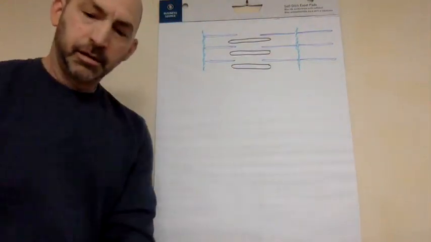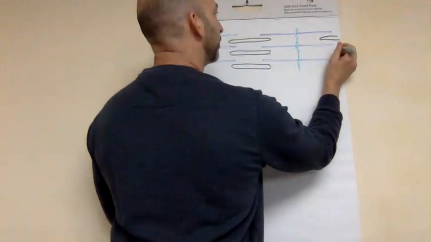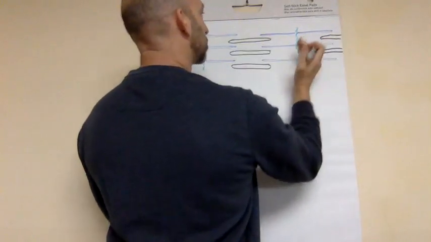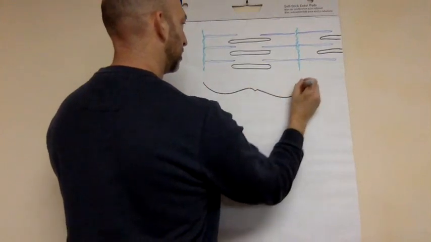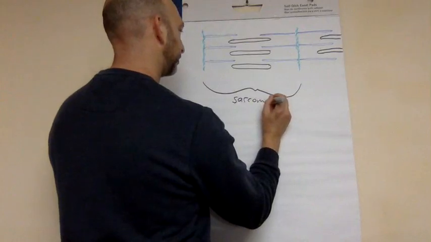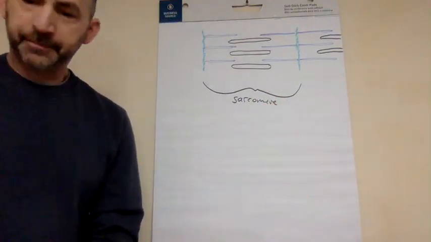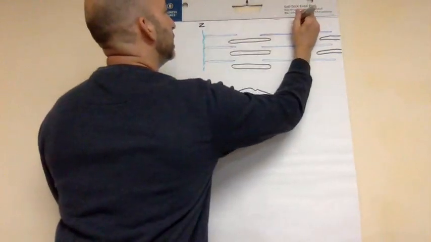And then, just to show that it keeps going, these are the next car in the line of cars in our train here, right? So this structure is a sarcomere. That is the contractile unit. And it runs from Z line to Z line.